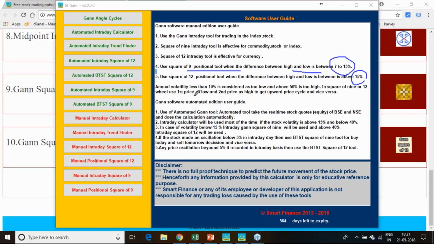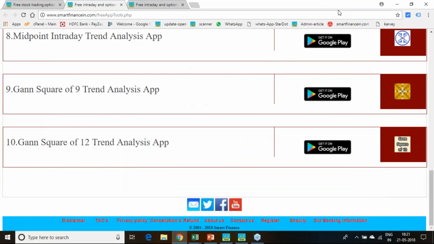Square of 12 can be used for the high volatility condition. So these are the various outlines I have given for the Gann Square of 9 and 12. This is one of the old software we had. Many of you may be using this particular tool. This was the first product we brought many years back. Still many people use it. So this is about the Gann Square of 9 concept.